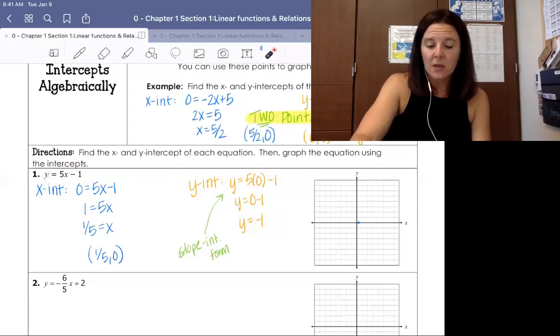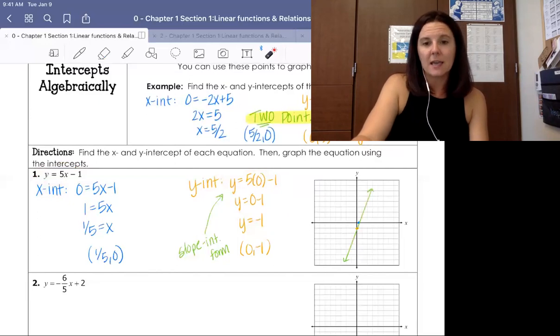But if you forget and you don't recognize it, it's okay to go through these steps to get the y-intercept. Okay, so that means our y-intercept is 0, -1. So I put that point on my graph, draw the line to connect them, and there we go. That's the equation of y equals 5x minus 1.